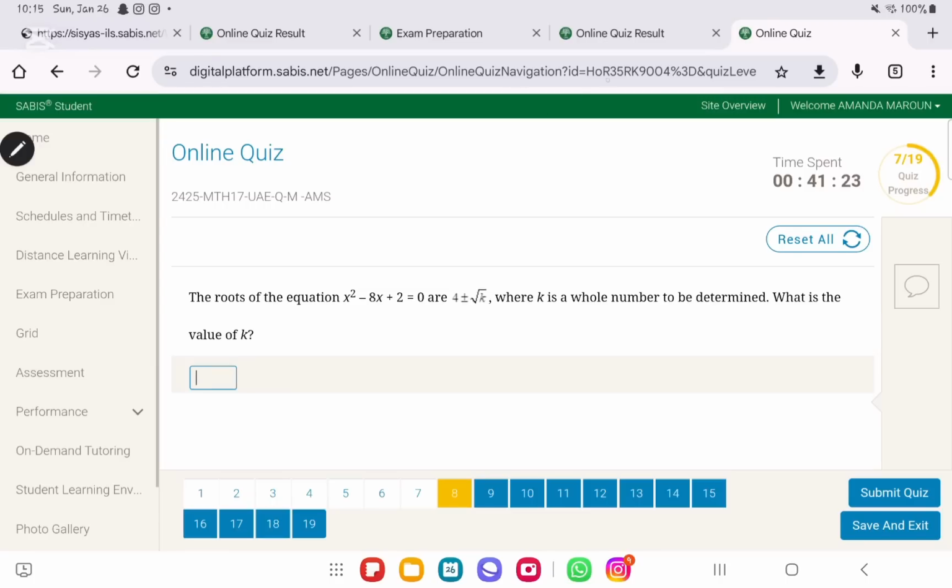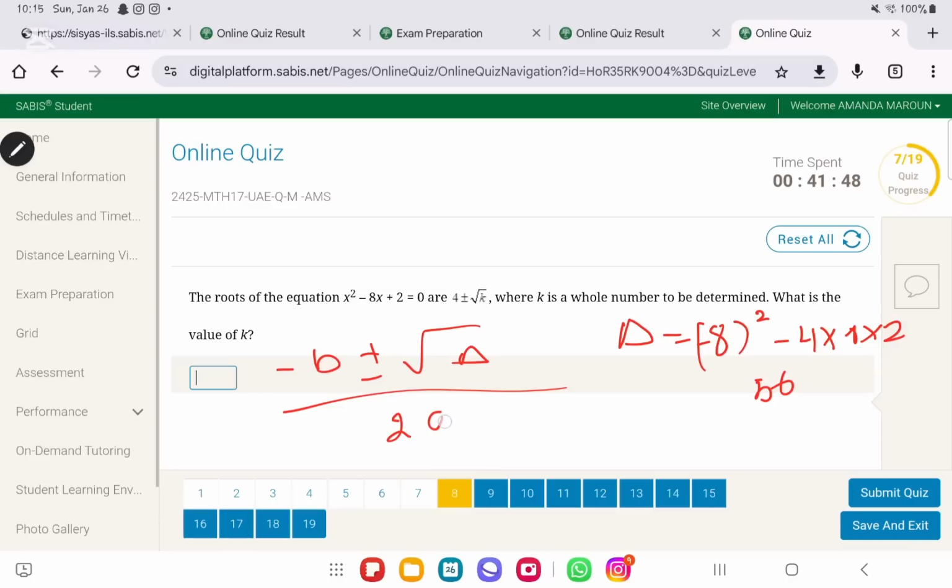Or you can find the discriminant again. So discriminant is equal to minus 8 squared minus 4 times 1 times 2. So if you do it on the calculator, you are gonna get an answer of 56. So discriminant is 56. Then minus b plus or minus radical discriminant over 2a.